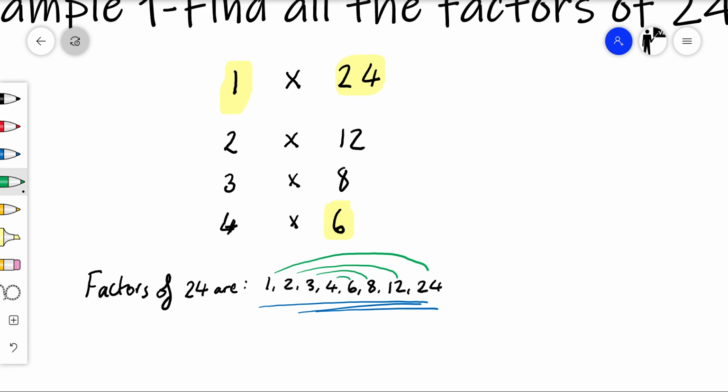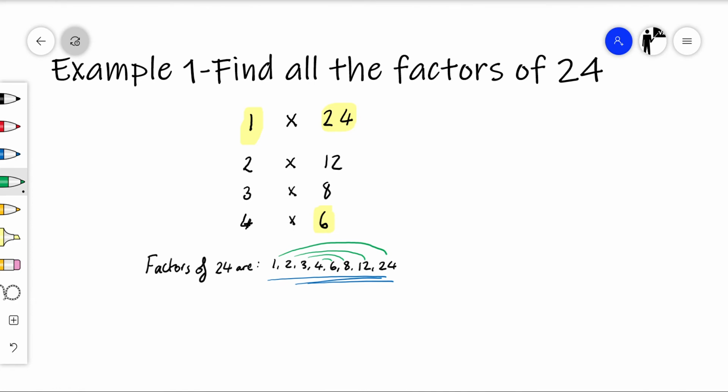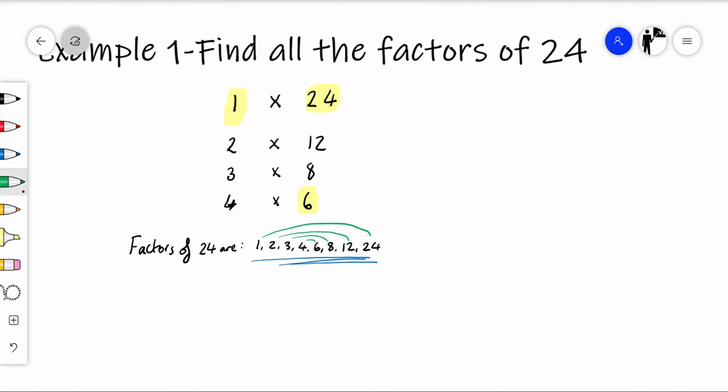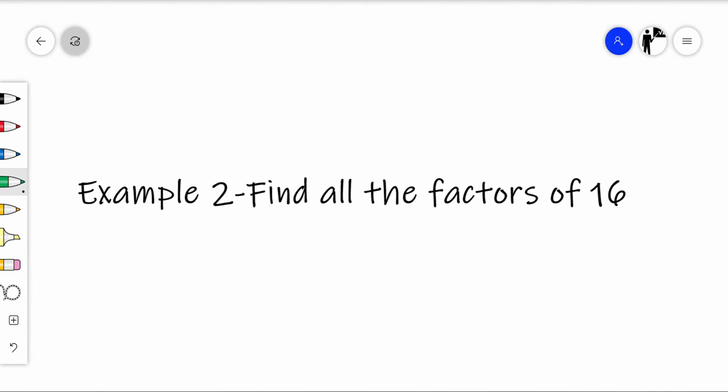Okay, most numbers will come in pairs like this. If you don't have a pair, it's either going to be a special type of number or you've made a mistake. We'll talk about special types of number in a wee second. That was example 1. Example 2, find all the factors of 16.